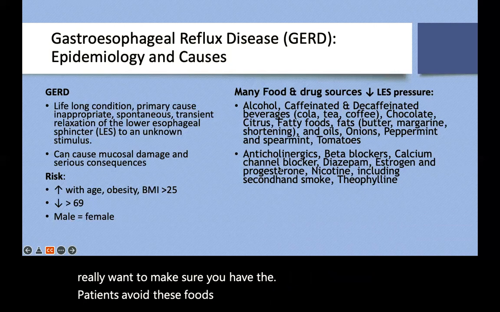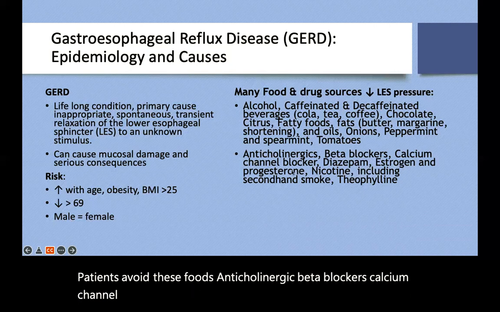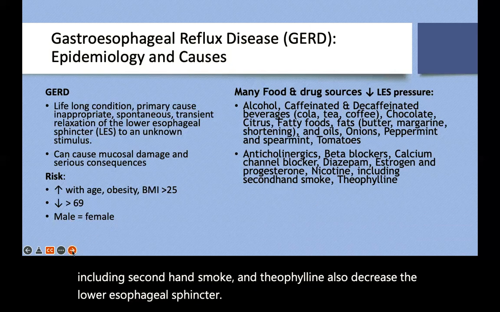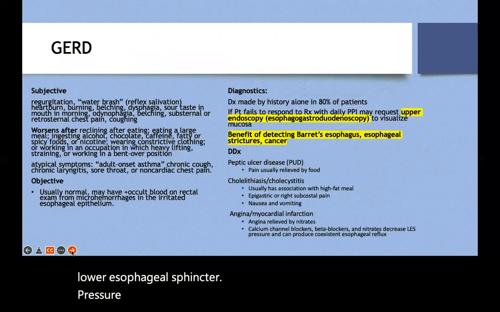Anticholinergics, beta blockers, calcium channel blockers, diazepam, estrogen, progesterone, nicotine, including secondhand smoke, and theophylline also decrease the lower esophageal sphincter pressure. So just be aware.